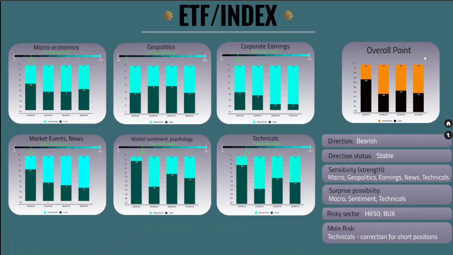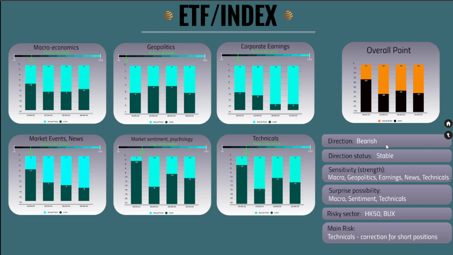But as you can see, this is a very, very complex point, because it's not just about looking at a chart and saying, oh, this is negative or positive. We're measuring every single market driver, and then we got an overall point. So overall, we can say that the main direction on the ETF market is bearish. The direction status is stable.